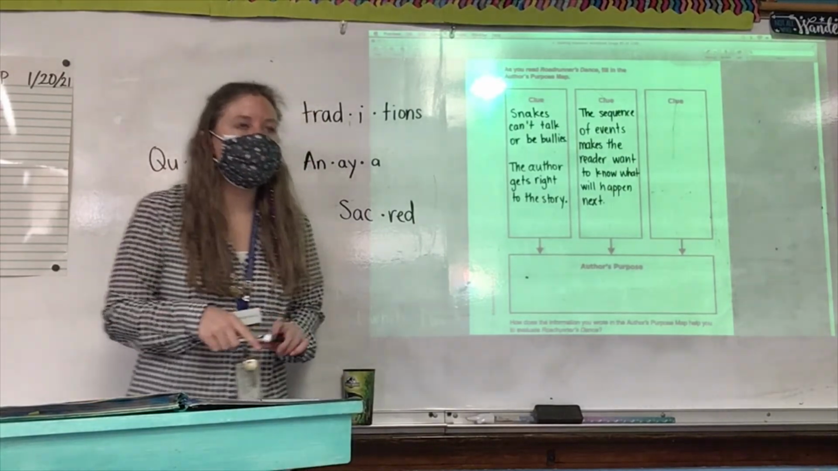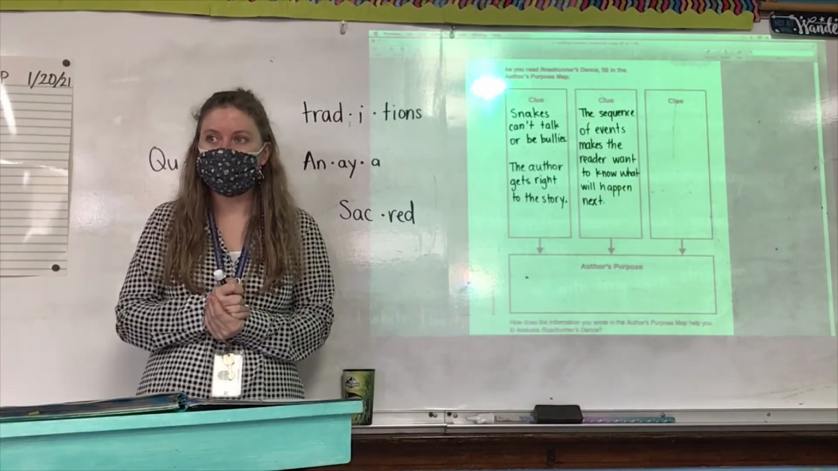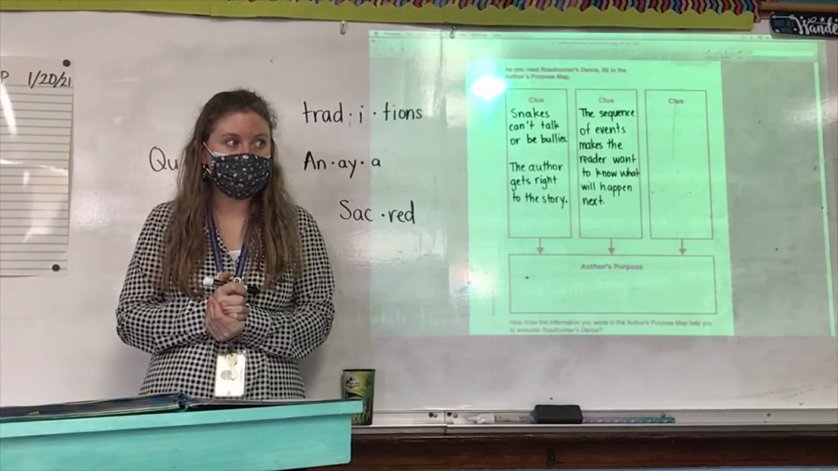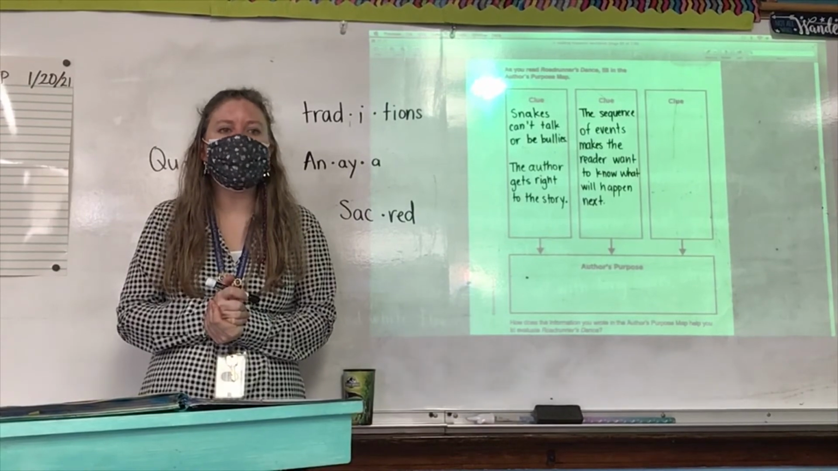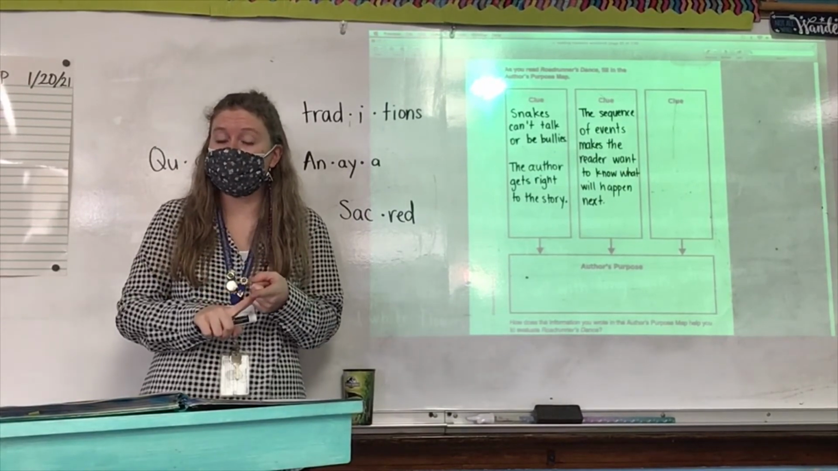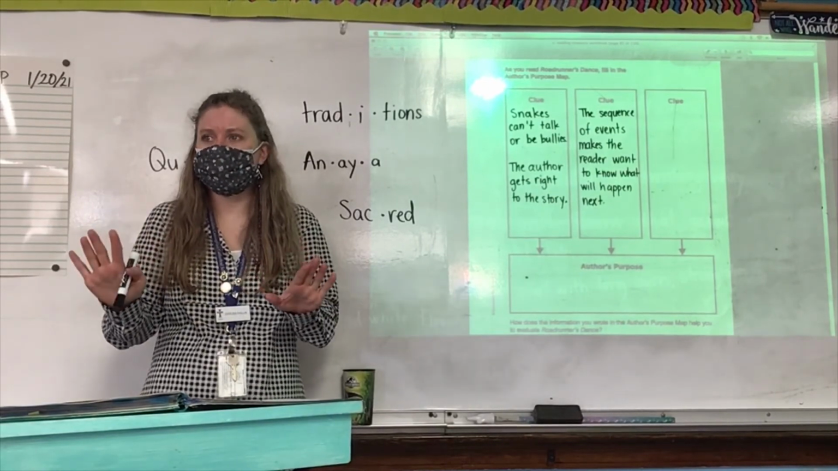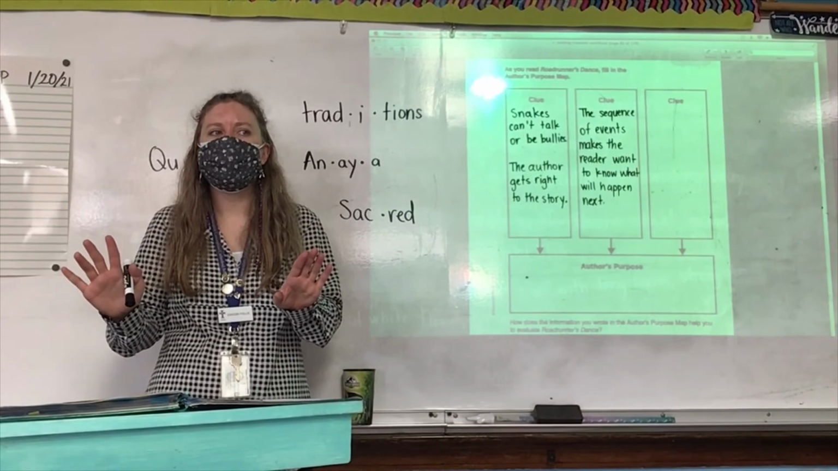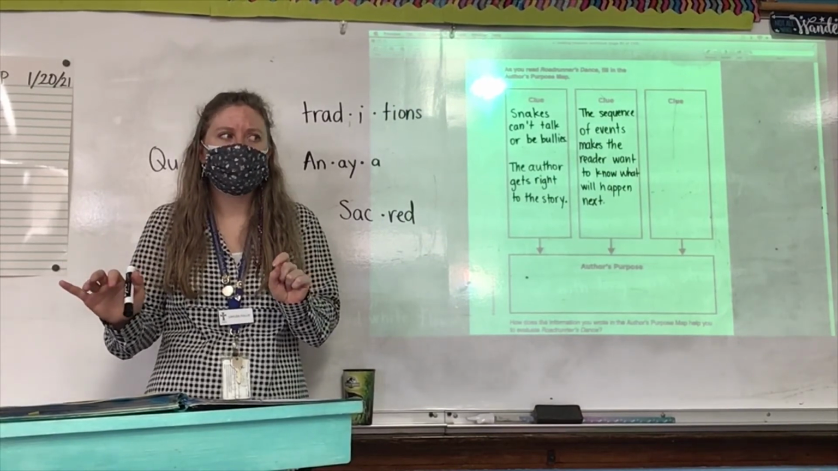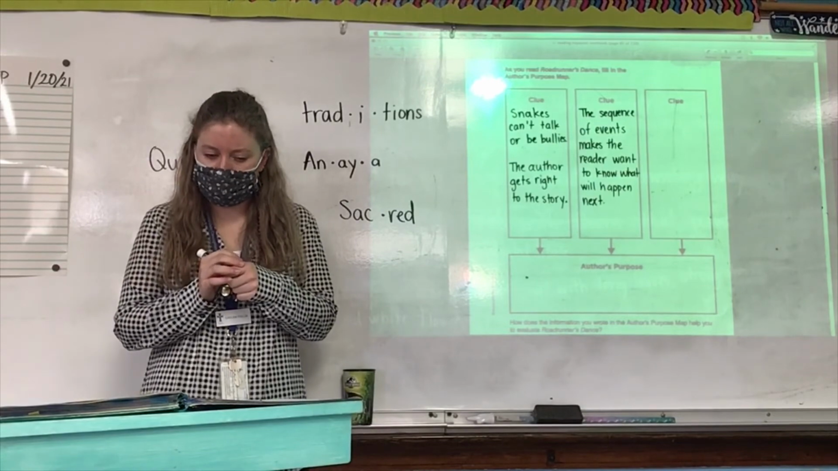So earlier we said this was going to be a story about how Rattlesnake got his rattle. But is that the whole point of the story? What else do you think this story is going to tell us? Not only how Rattlesnake got his rattle, but what else? You may not know specifics, and that's okay. Zadie. Maybe how the Roadrunner was created.